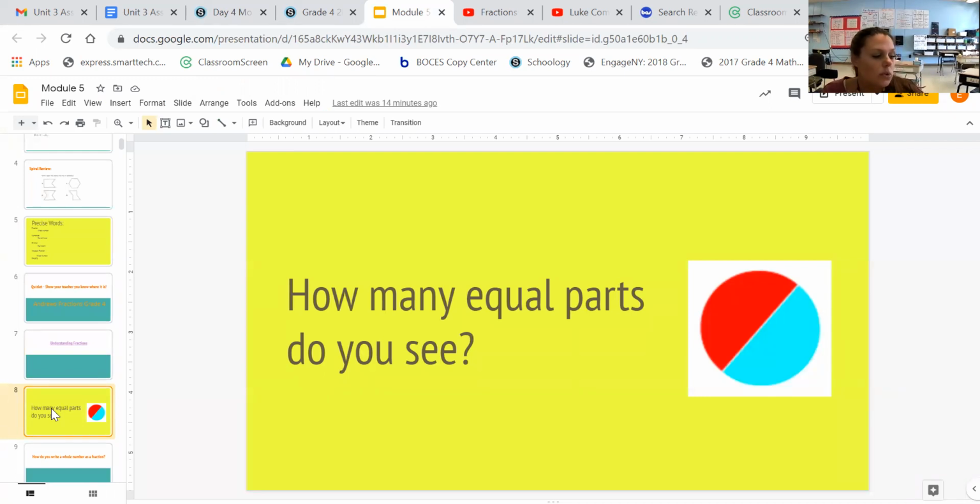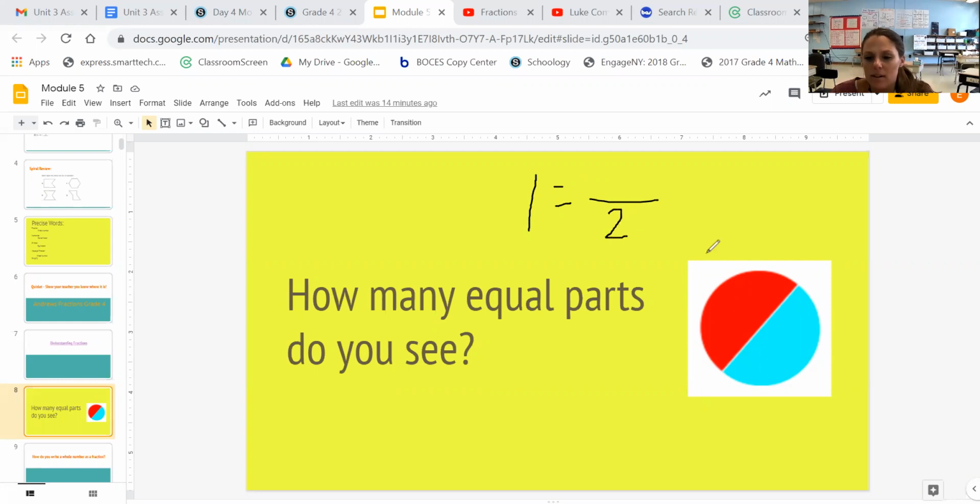Here we go. So fractions. How many equal parts do you see? It's really important for you to understand that fractions are all about being equal. They are equally divided. They are equally broken up. So this whole circle is one whole. So we would write one whole circle. But we know that there's two parts.